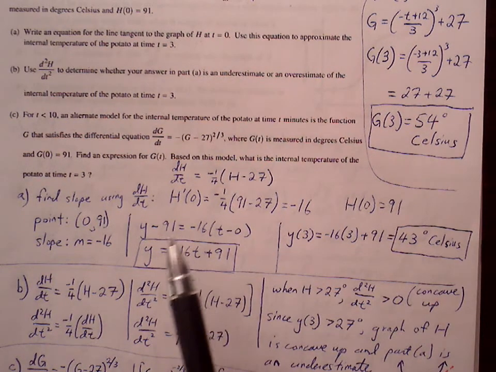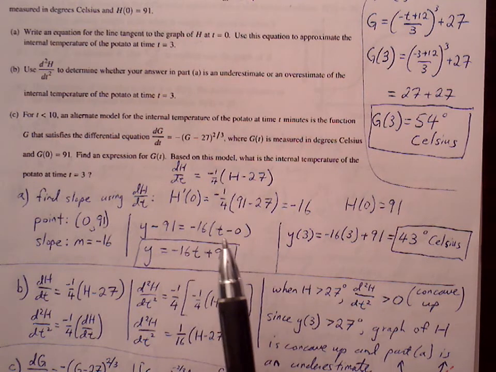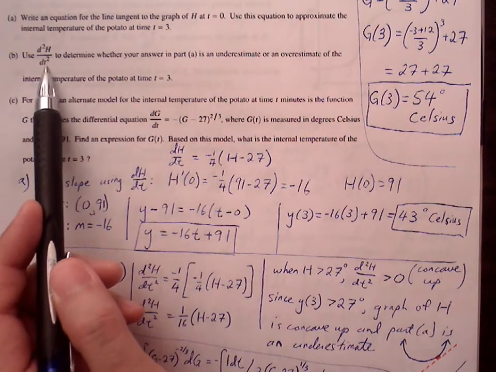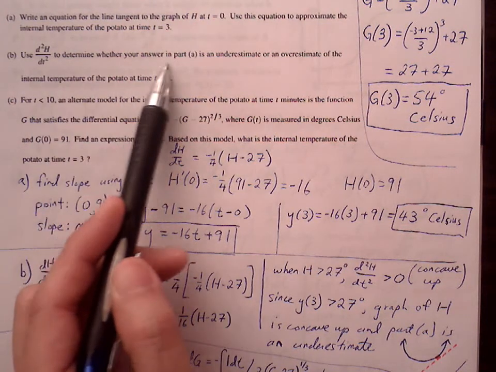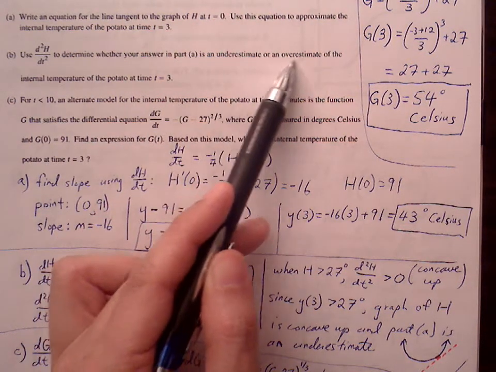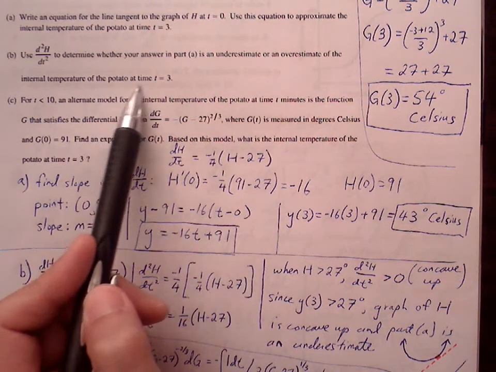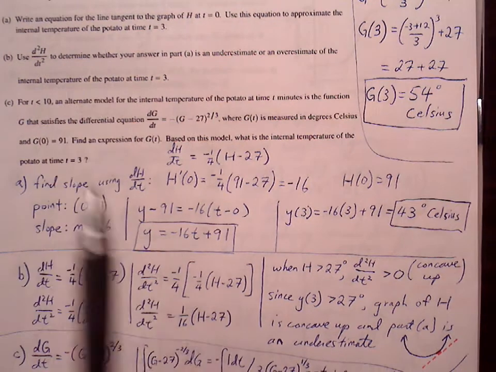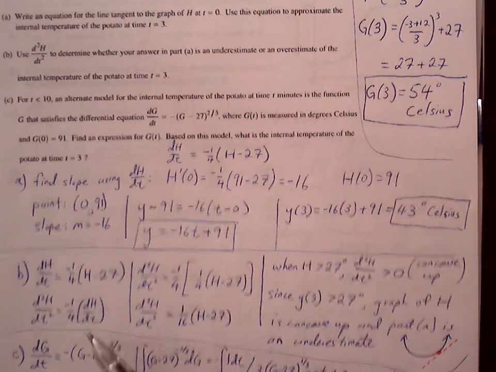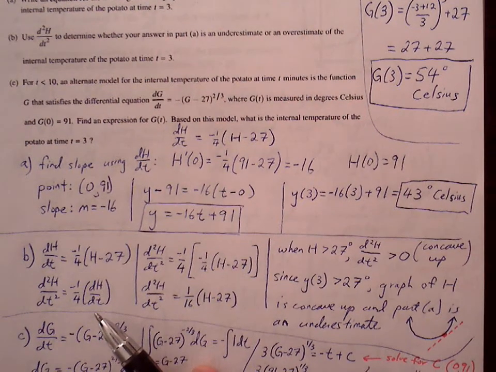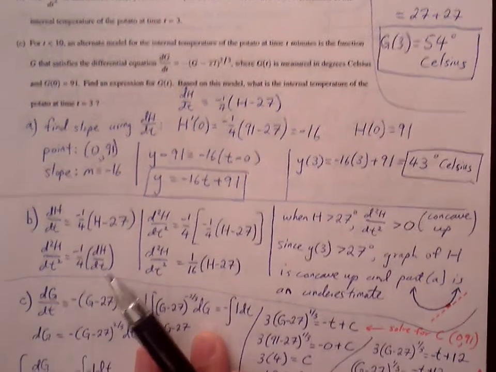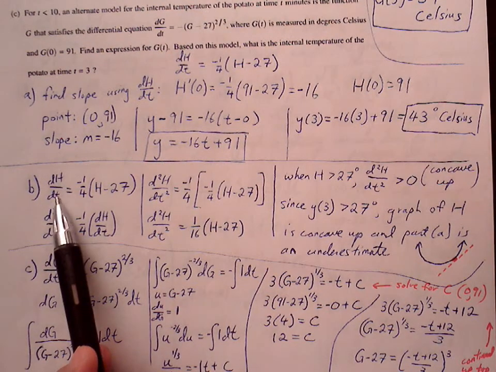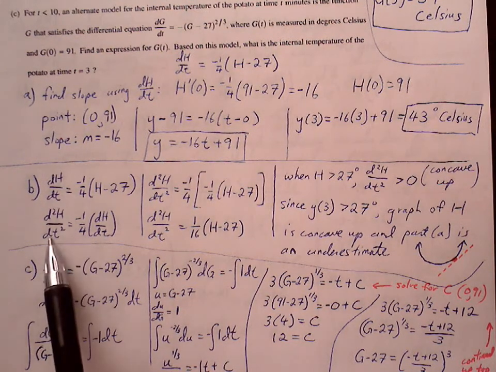Okay, for part B, use d squared h over dt squared. This is basically using the second derivative function to determine whether our answer is an underestimate or an overestimate of the internal temperature of the potato at time t equals 3. So let's find the second derivative equation. To find the second derivative equation, we're going to be working from that first derivative equation, that dH/dt.